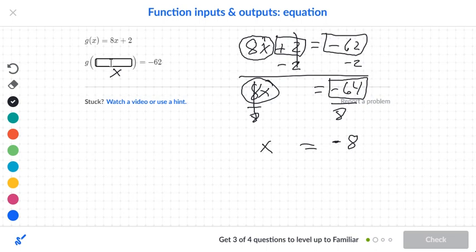And again, you could check it. You could say negative 8 times this 8 up here in the equation. That's going to be a 64, but a negative 64. But when you take a negative 64 plus 2, you get the negative 62. So let's see. Let's type this in: negative 8.